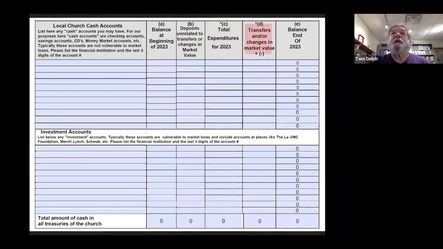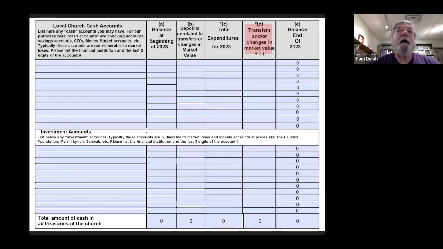Column D is for transfers and/or changes in market values, gains or losses in some instances, particularly in your investment accounts. This column should not be monies from outside. So if you have a checking account and a savings account and you transfer money from your savings to your checking, that is not an income or a deposit. It's a transfer.